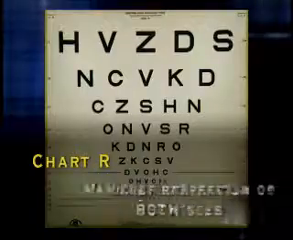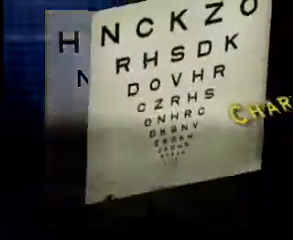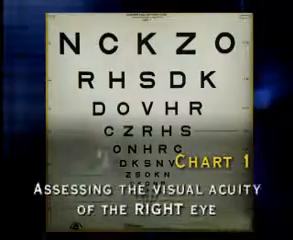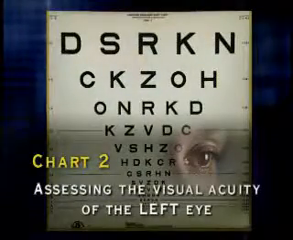Almost every study utilizes 3 separate and distinct charts: Chart R, Chart 1, and Chart 2. Chart R is used exclusively for the manifest refraction of both eyes. Chart 1 is used exclusively for assessing the visual acuity of the right eye, and Chart 2 for assessing the visual acuity of the left eye.